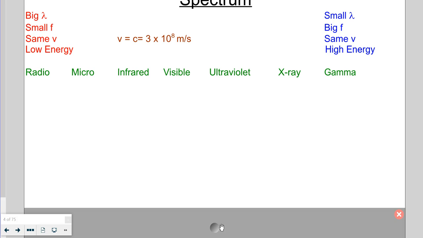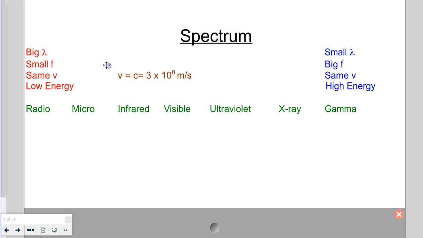Now, they all travel at the same speed, and this is something you want to memorize. That would be the speed of light. We give it the letter C, and that is 3 times 10 to the 8th meters per second. It's actually 2.99 and some change, but if you just use it as 3 times 10 to the 8th meters per second, and that's in a vacuum, empty space. See, light can travel through empty space where sound cannot.